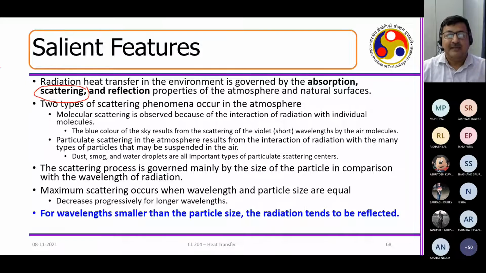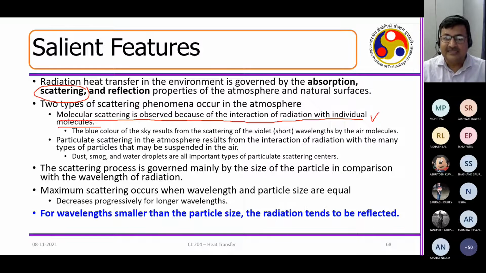First you have molecular scattering, which is observed because of the interaction of the radiation with the individual molecules. This is the first type. So the blue color of the sky results from the scattering of the violet wavelength with the air molecules. You are shining with white light, but the material is absorbing a part of it, and then it is releasing a particular wavelength.